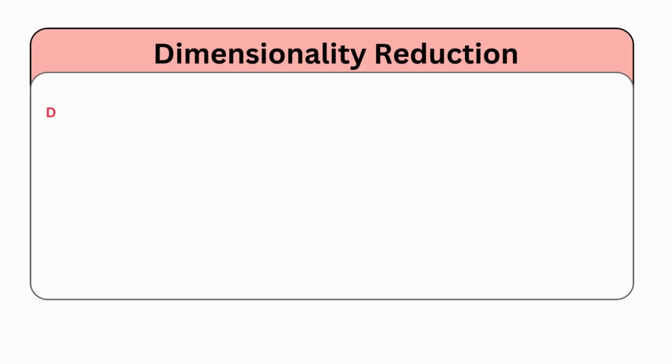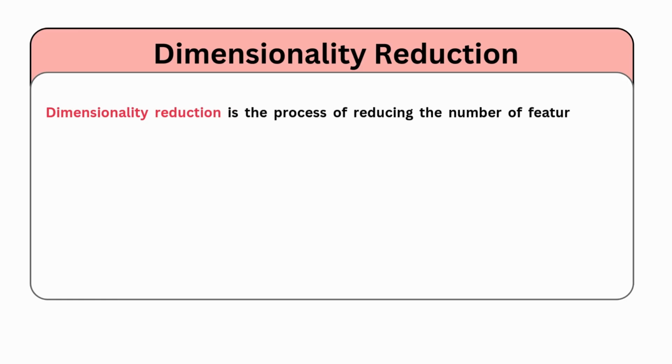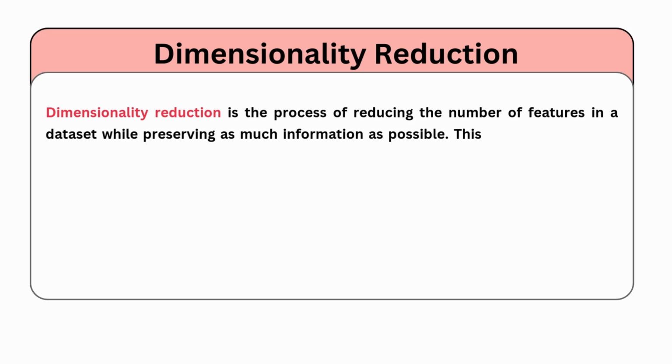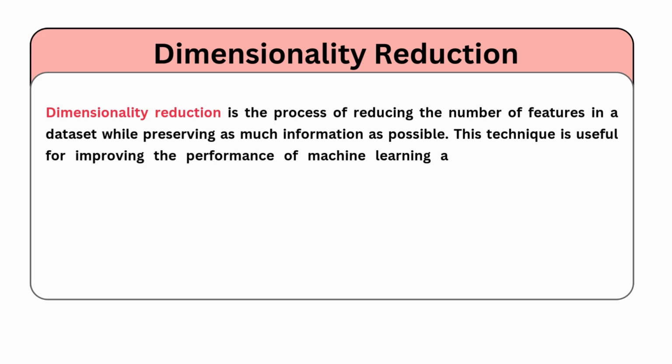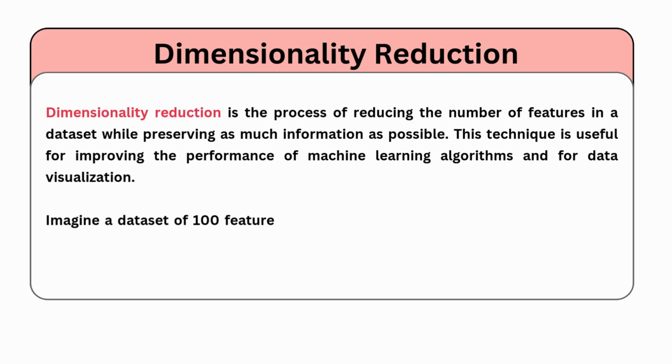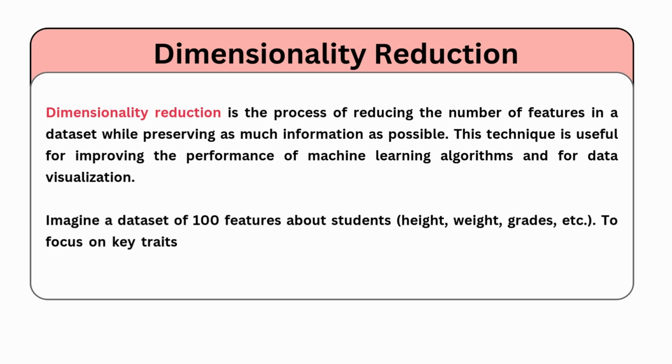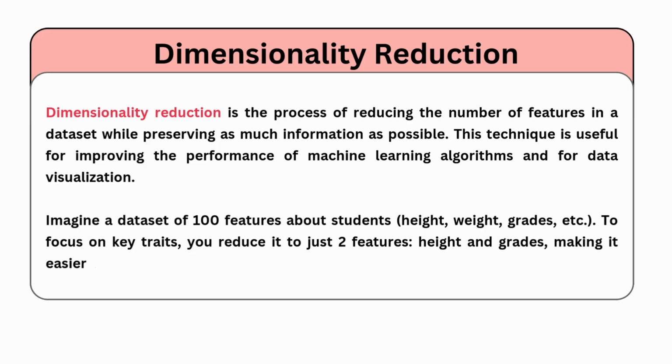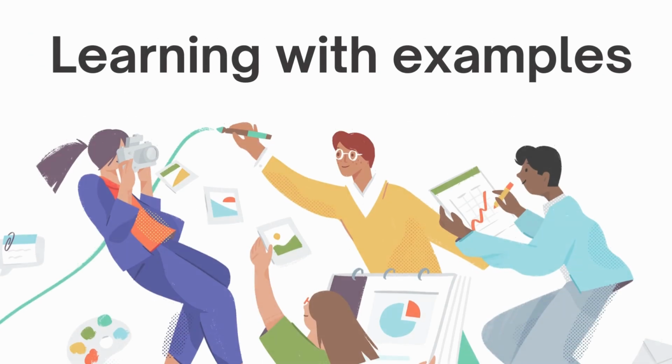Dimensionality reduction. Dimensionality reduction is the process of reducing the number of features in a dataset while preserving as much information as possible. This technique is useful for improving the performance of machine learning algorithms and for data visualization. Imagine a dataset of 100 features about students: height, weight, grades, etc. To focus on key traits, you reduce it to two features, height and grades, making it easier to visualize or analyze the data. Learning with examples.